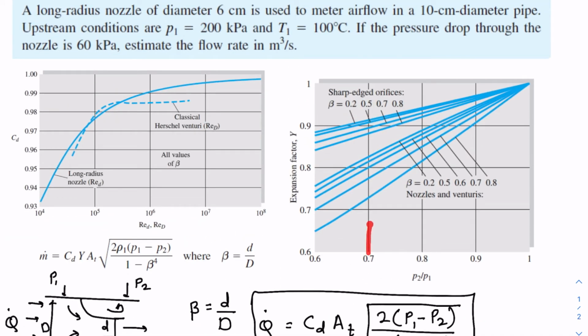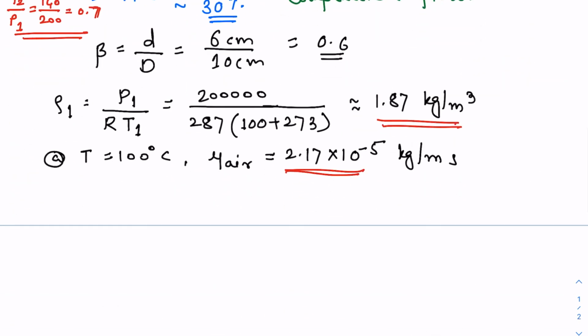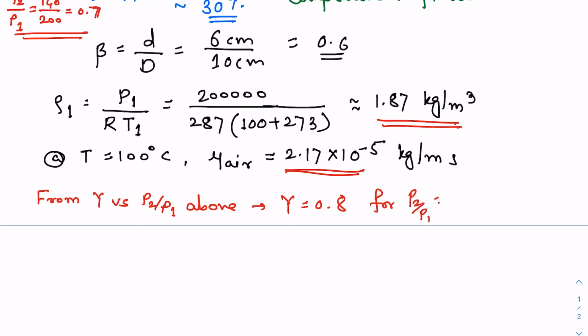So basically P2 by P1 is 0.7 and beta is 0.6, so it comes out to be somewhere here. So your expansion factor is 0.8. So from the above figure, Y is basically 0.8 for P2 by P1 equal to 0.7 and beta equal to 0.6.